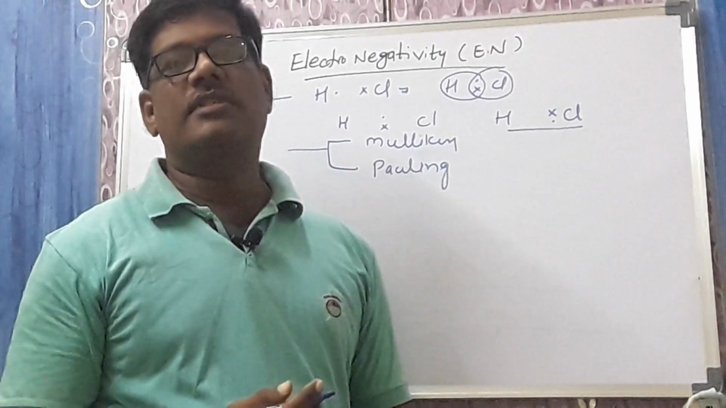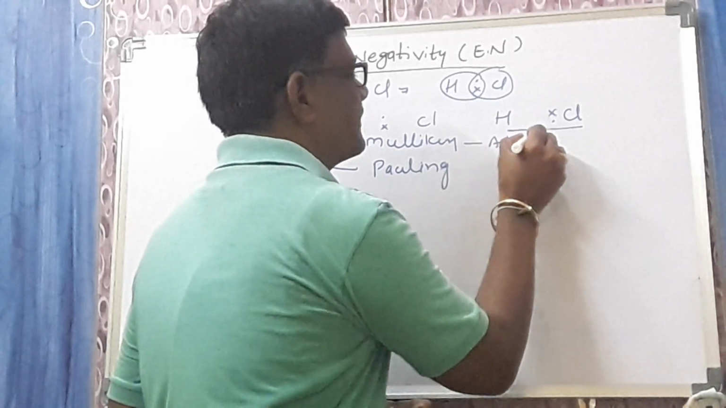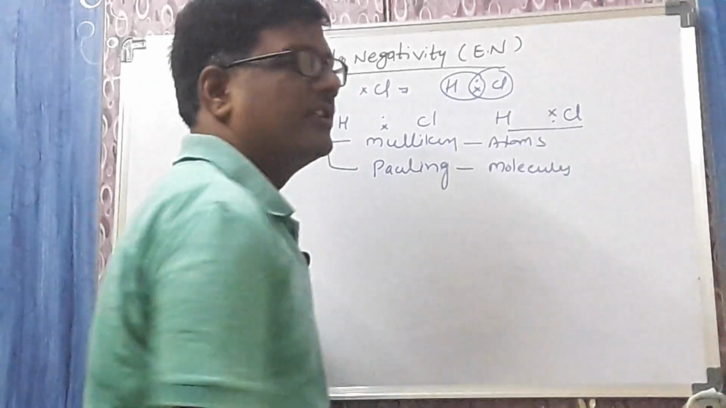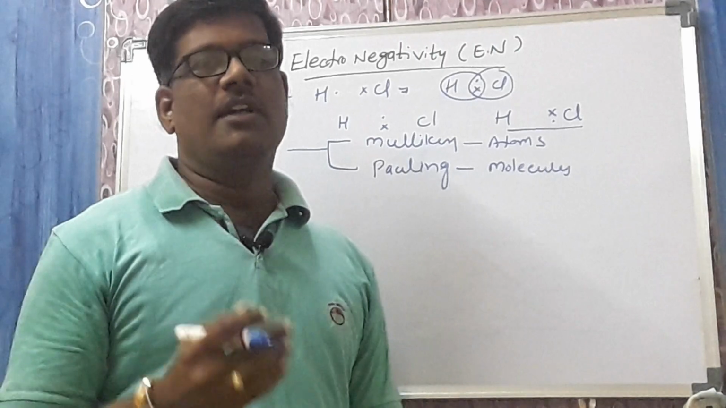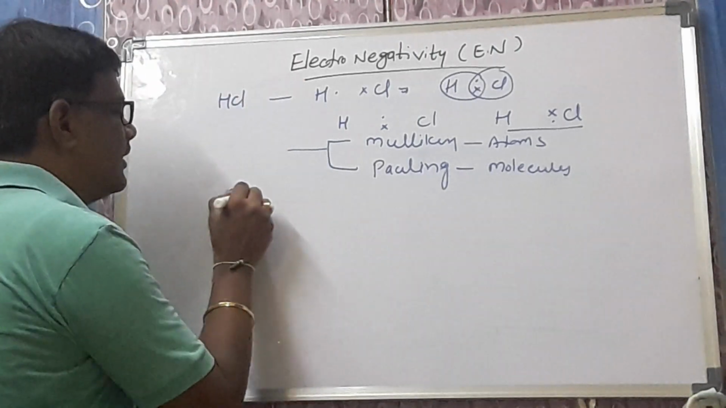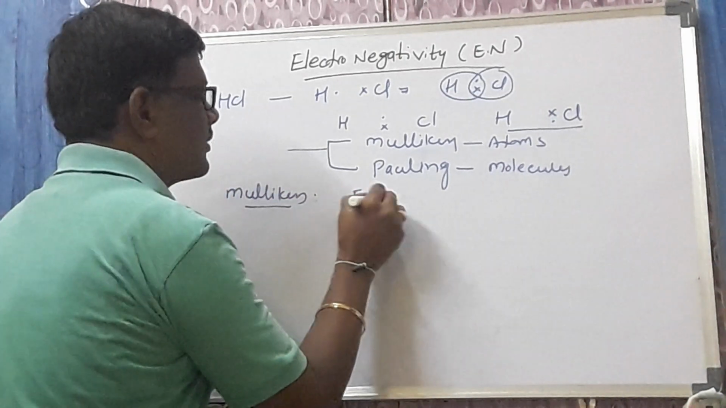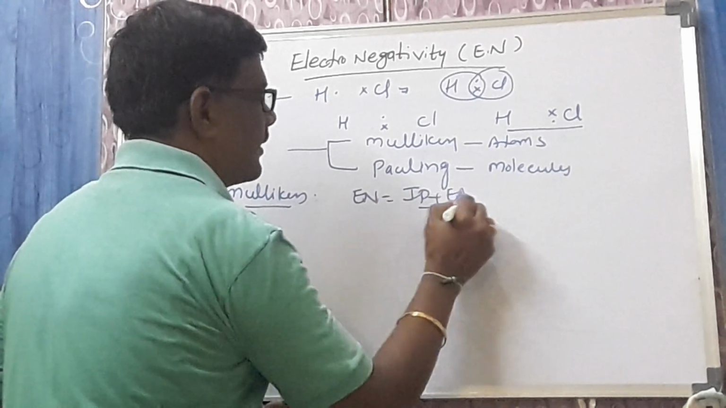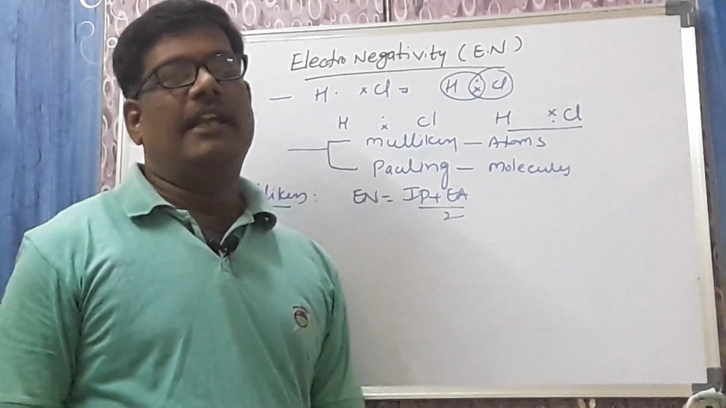Why do you have two scales? What is the need of two scales? The Mulliken scale is applicable for atoms and the Pauling scale is applicable for molecules. This is the difference between the two scales. Now I am taking the Mulliken scale. According to the Mulliken scale, electronegativity is equal to the average of the ionization potential and electron affinity.